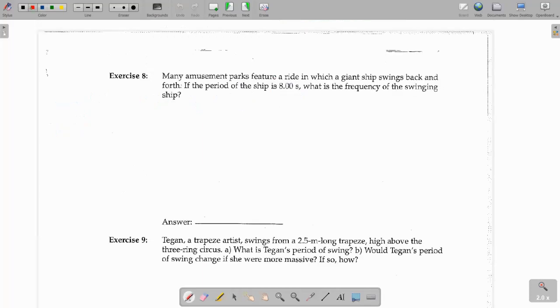All right, number 8 here, exercise 8. Many amusement parks feature a ride in which a giant ship swings back and forth. If the period of the ship is 8 seconds, what is the frequency? Okay, so this is just the opposite way. This time it gives us the period, and that's 8 seconds. And then it's asking us for the frequency. So we know that frequency and period are reciprocals once again. So frequency is equal to 1 over period, which is going to be 1 over 8, which is the same thing as 0.125 hertz.